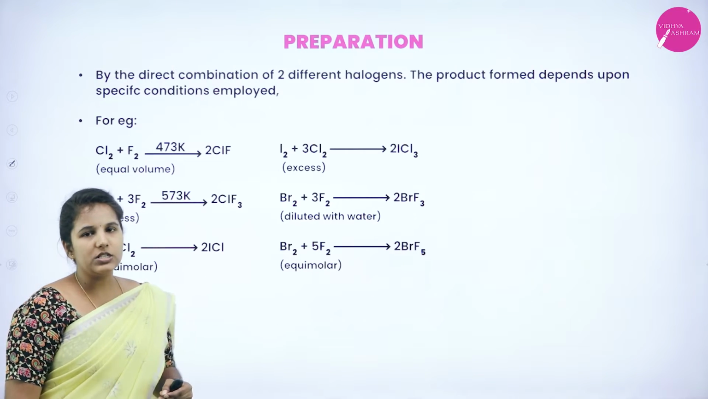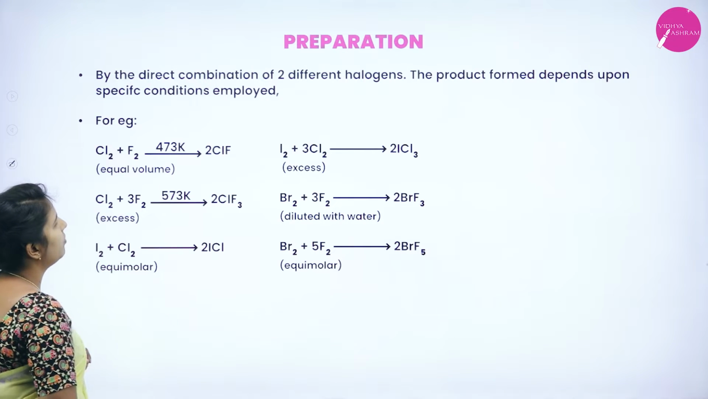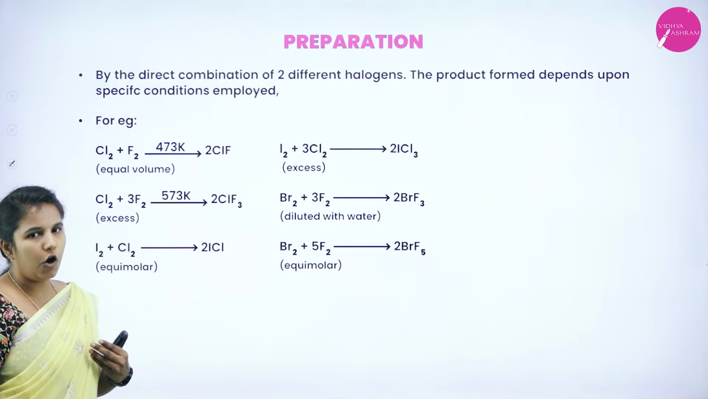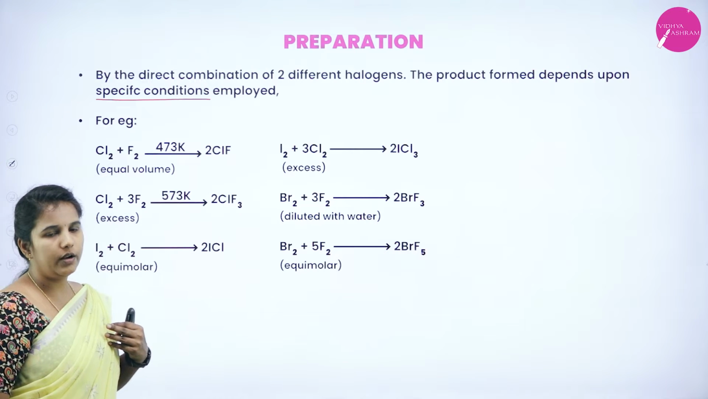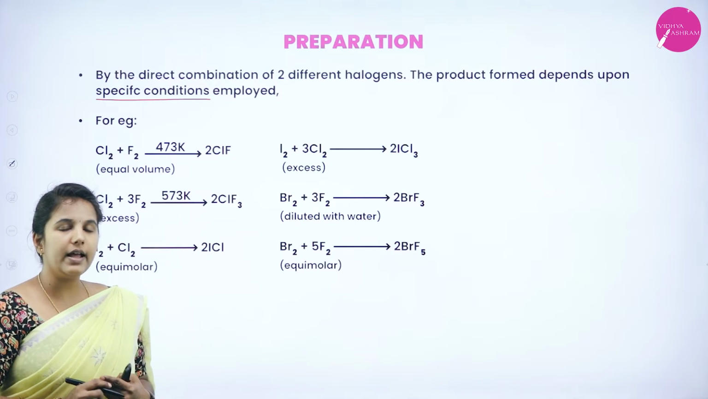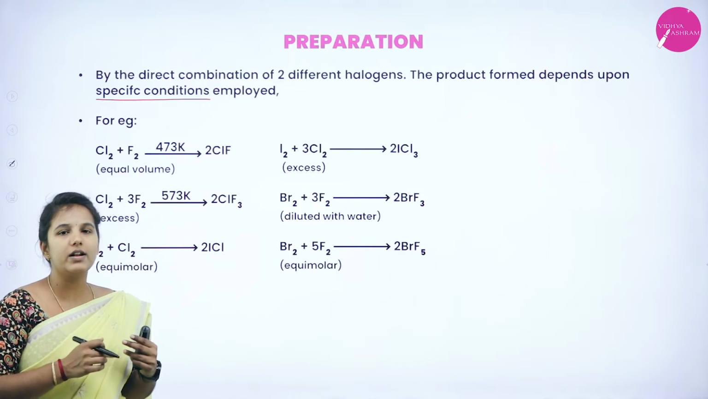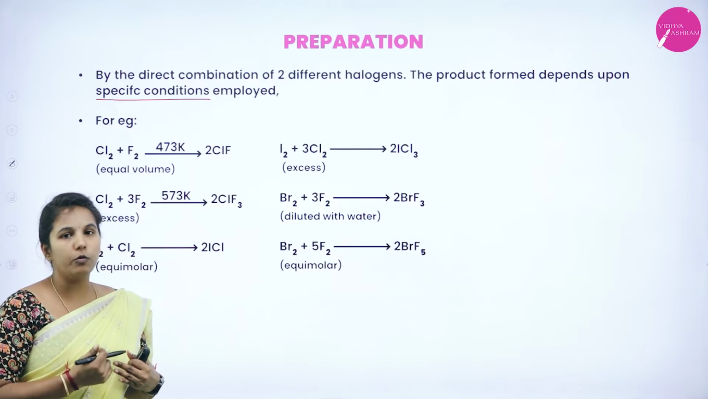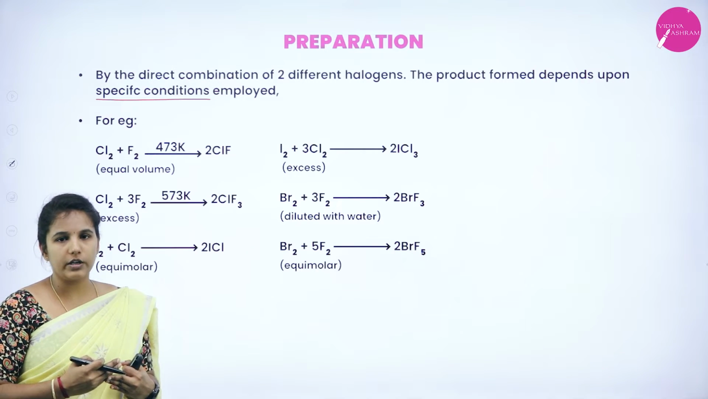Next is the preparation of these interhalogen compounds. By the direct combination of two different halogens, the product will be formed depending upon the specific conditions employed. Already we have understood that interhalogen compounds are formed just by reacting two different halogen atoms. If the reaction conditions are different, the product formed also differs. We'll see how different products are formed if we change the reaction condition.